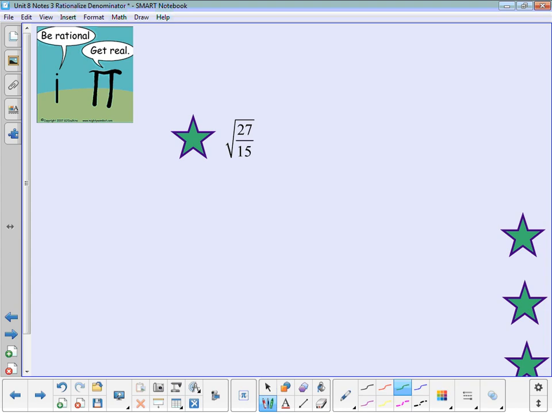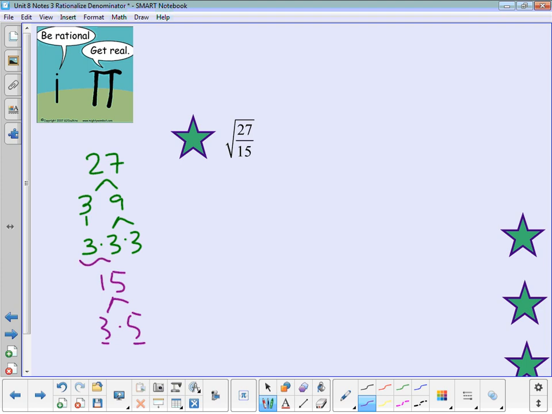When I break down 27, I'm going to make that 3 and 9. That's 3 and 3. There's my prime factorization. When I break down the 15, 15 is just 3 and 5. No pairs in 3 and 5, so I can't do anything with the 15. But I have a pair in 27, so I'm going to break that down. This is the square root of 3 times 3 times 3.